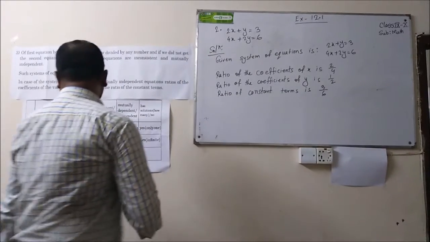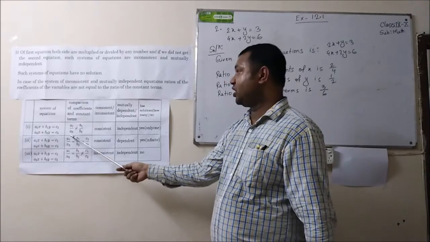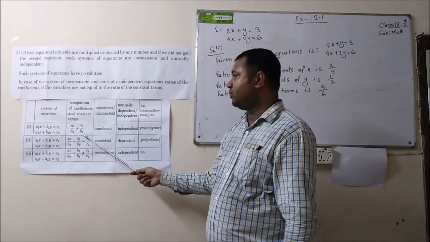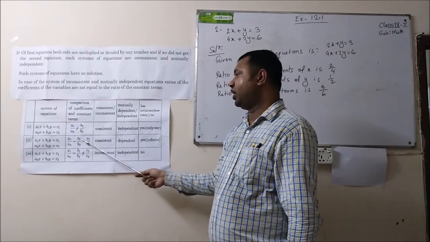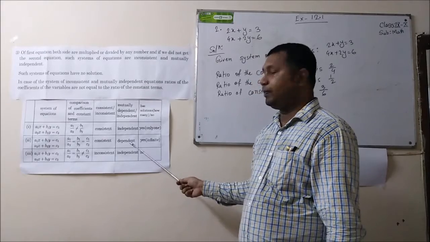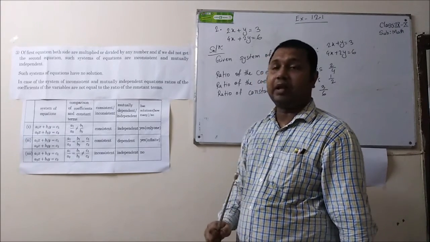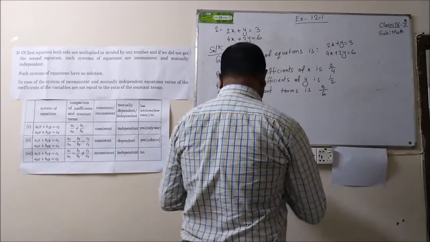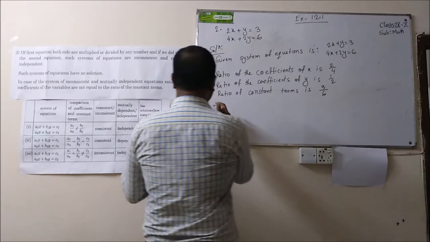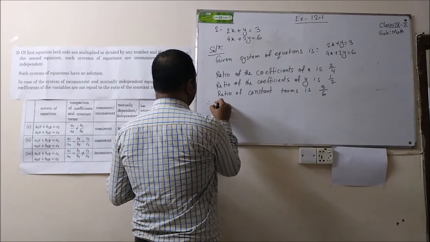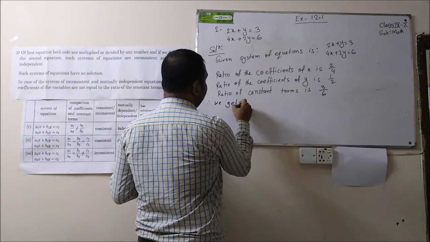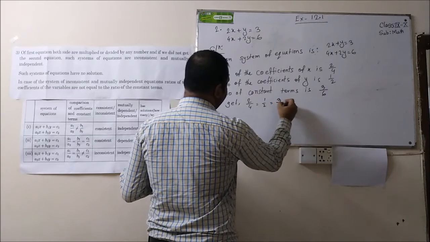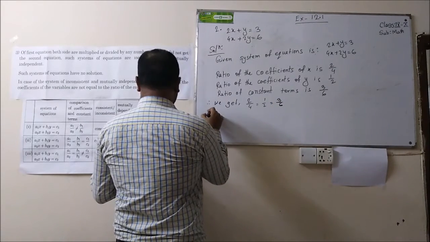So when you see a system of equations where the ratio of the coefficients of the x term, the y term and the constant term are all equal, we will call it consistent, dependent, and yes, it has many solutions. So we are just going to conclude this way: therefore, we get 2 by 4 equal to 1 by 2 equal to 3 by 6.